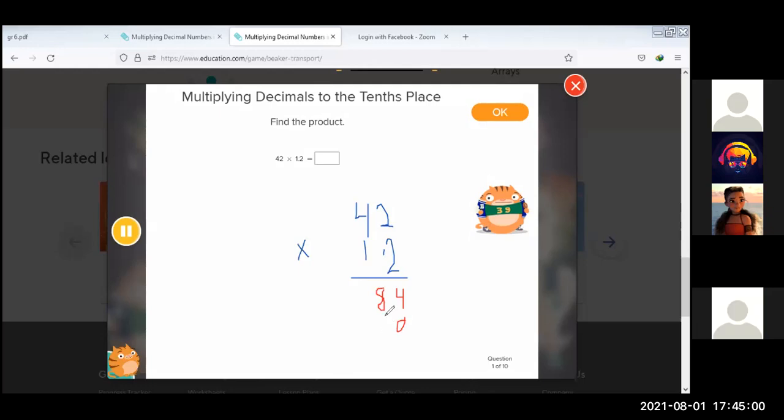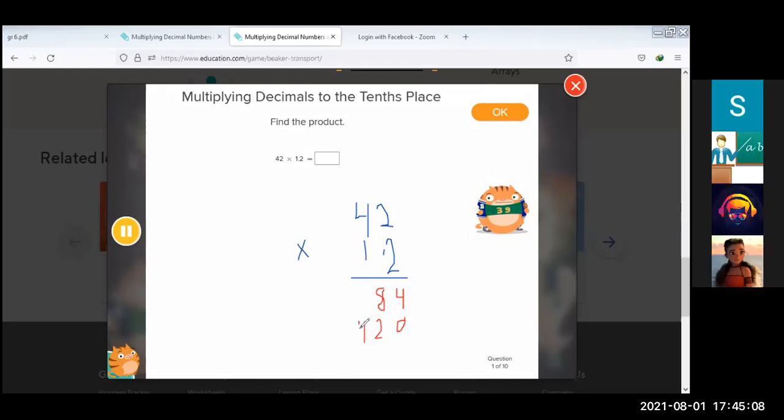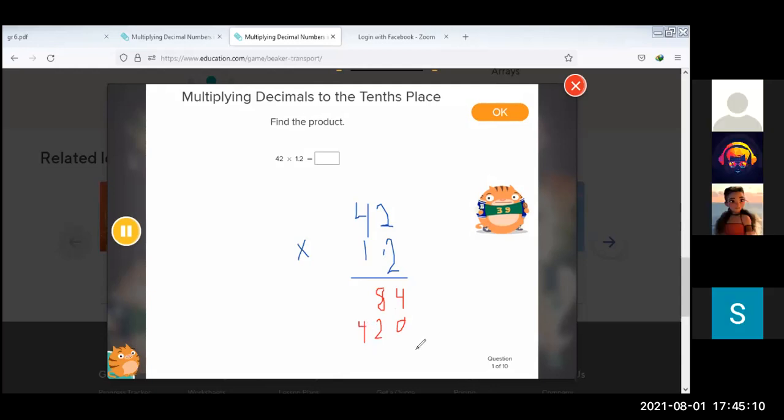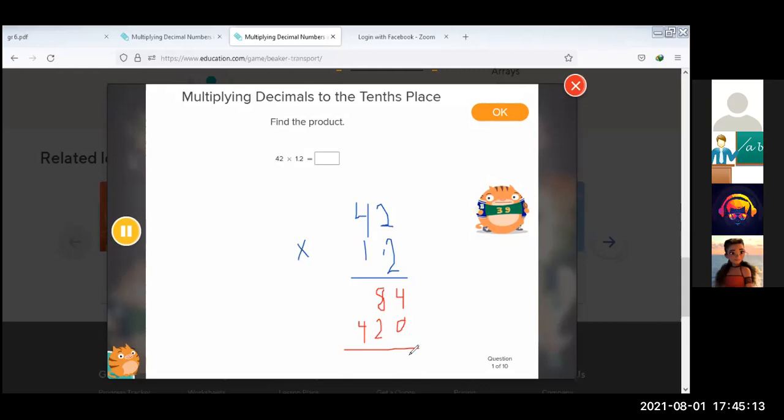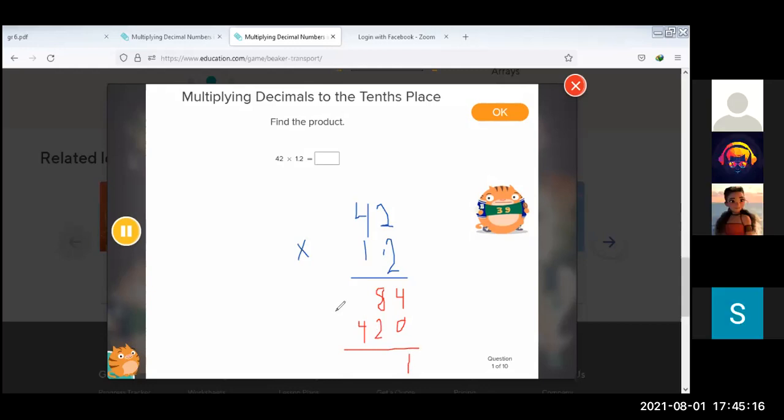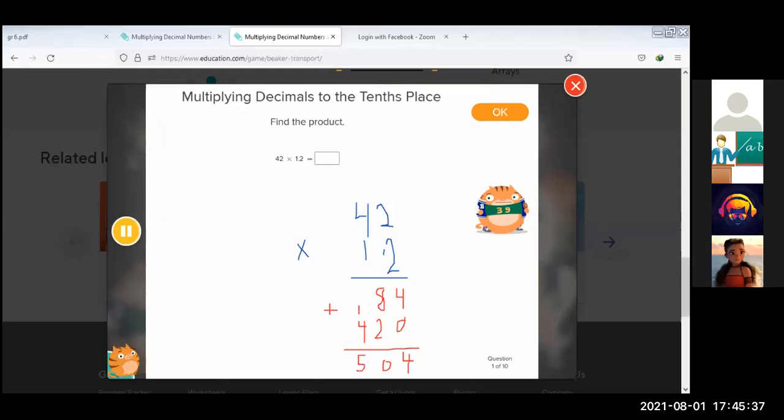2 times 1 is 2. 4 times 1 is 4. And then I will put plus. Okay, I will add them. 4 is 4, then 0, and put the 1 up, and 5, 0, 4. And then I will write it.